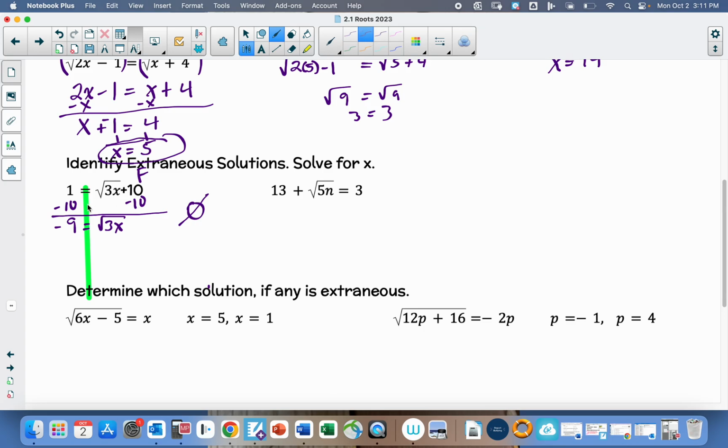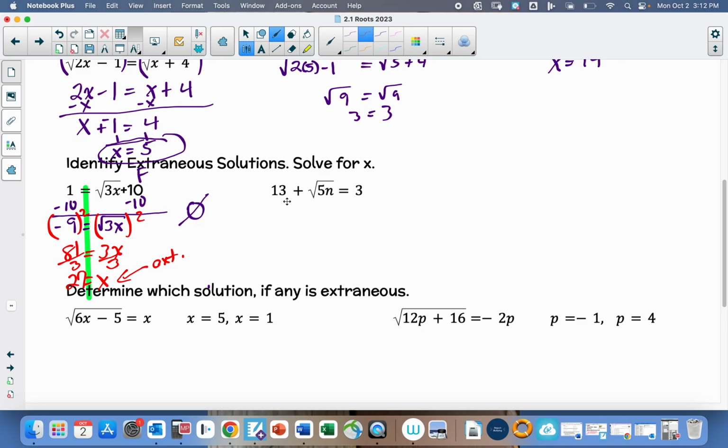Let's say that you just kind of went to town and didn't pick up on the fact that it was equal to negative, and you said, okay, now I'm going to square both sides, and that'll leave me 3x, and that's going to give me 81, and then I'm going to get rid of the 3, and that's going to give me that x is 27. Well, when I go back and try to plug that into my original, it doesn't work. So this is what we call an extraneous solution.